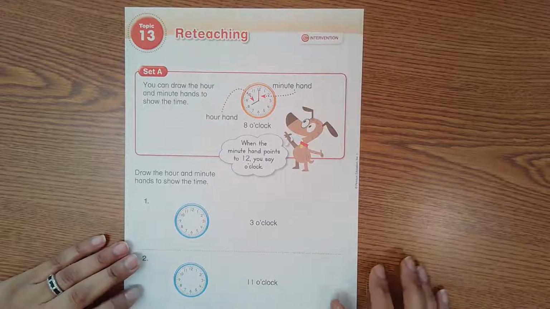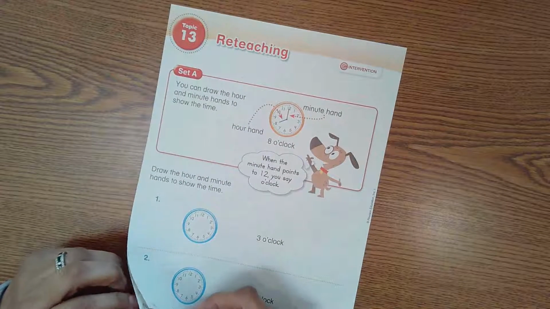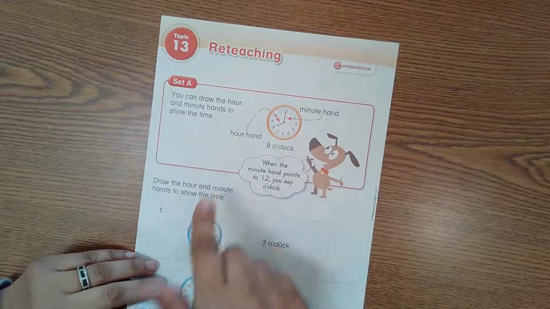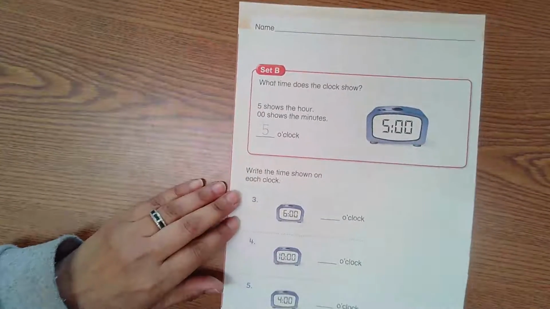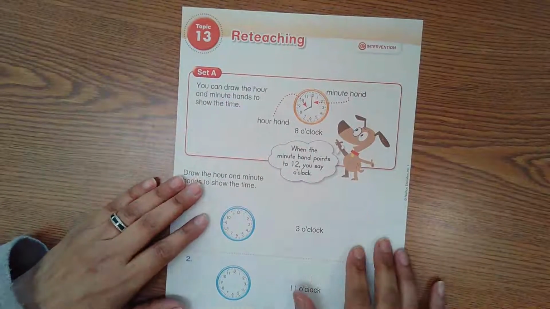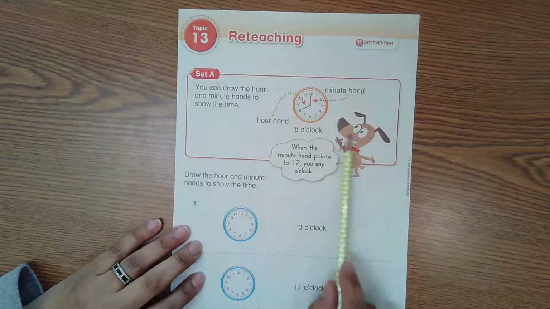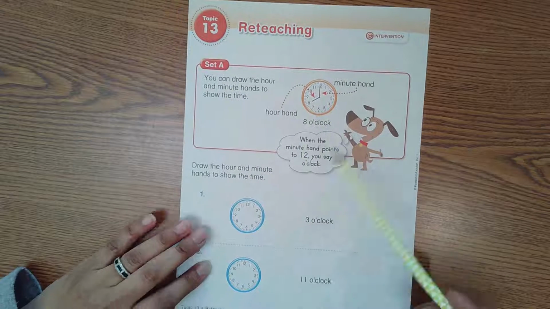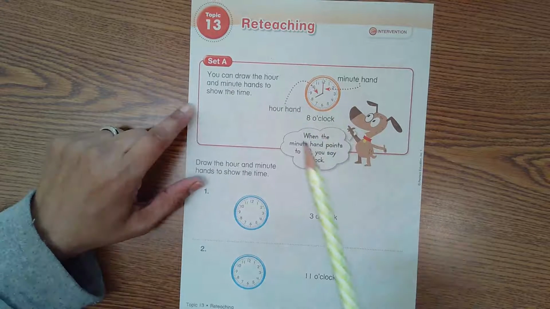Hello first graders, welcome to our last activity for unit 13, or topic 13, the reteaching. You know the reteaching, it's just a little revision for the lesson that we covered for this topic, and then after that you're going to do your test. So let's start with set A. You know the usual, we have an example with an explanation and then a couple of exercises following this example. So let's start. Set A.